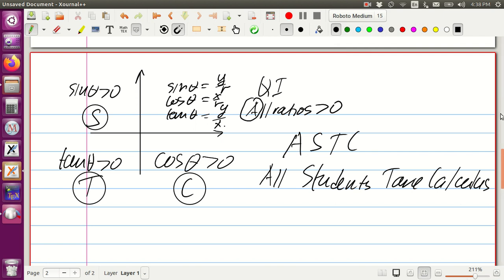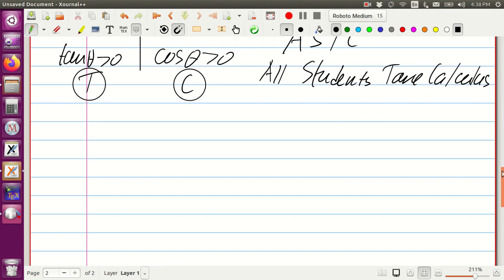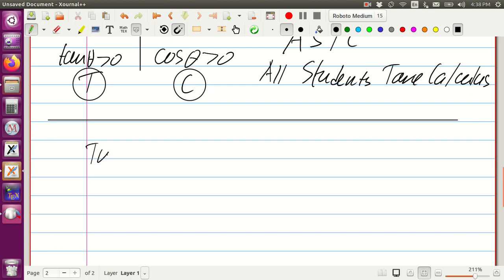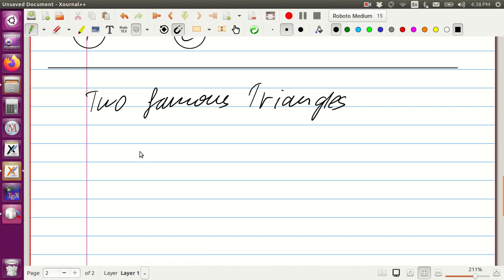So after this discussion, we can discuss our two famous triangles. And what are these two famous triangles? One is the 45, 45, and 90 triangle. So basically that's the measures of the angles inside of this triangle.